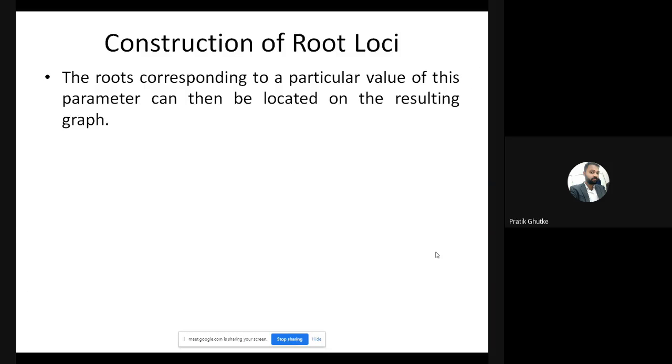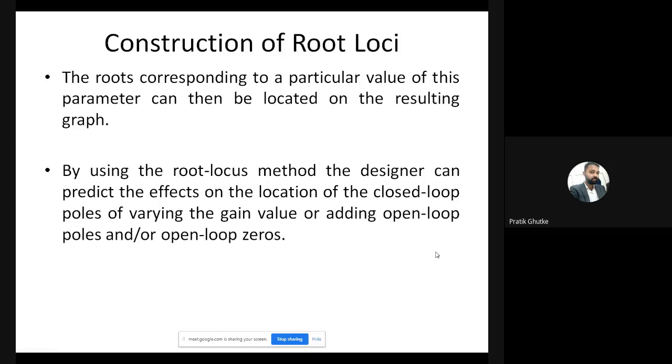In the construction of root locus, the roots corresponding to particular values of this parameter can be located on the resulting graph. So at the end of all my calculations, I am plotting the root locus. By using the root locus method, the designer can predict the effect on the location of closed loop poles of varying the gain value and adding open loop poles and open loop zeros.